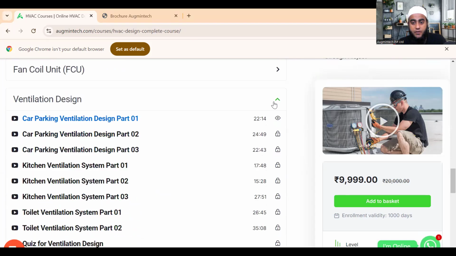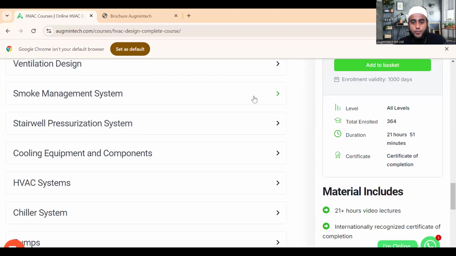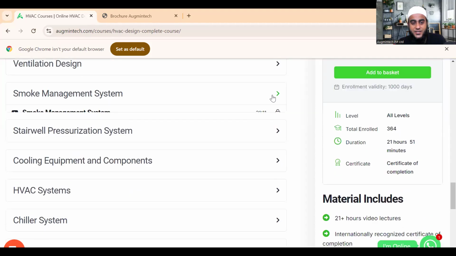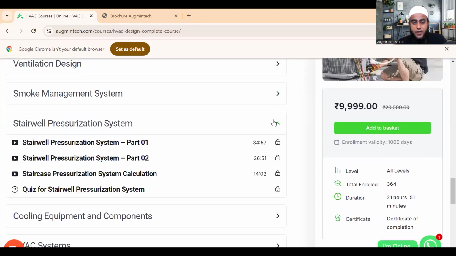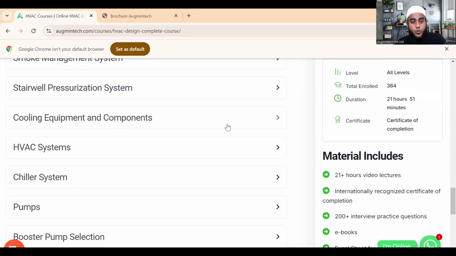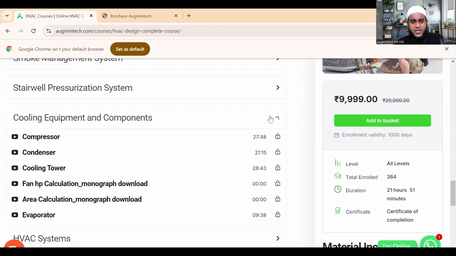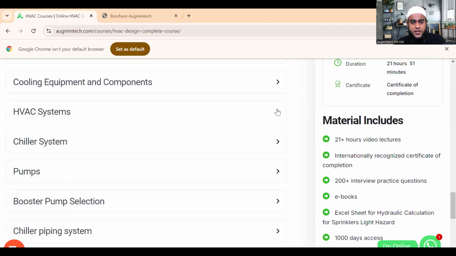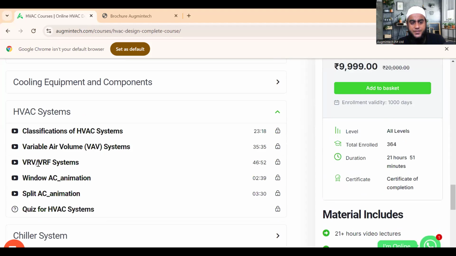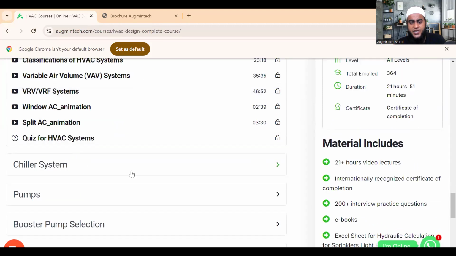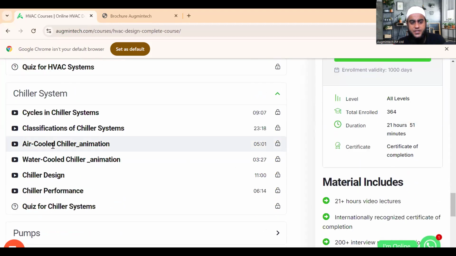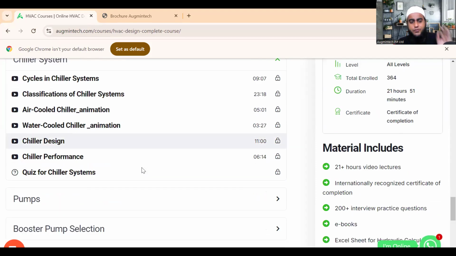Even here we have discussed the smoke management system, meaning smoke extraction system, in detail in an Excel sheet, stairwell pressurization system, cooling equipment and components like condenser and cooling tower selection. In the HVAC systems, VRF and VRV systems we have also covered here, complete designing. In the chiller system, you will see air cooled chiller, water cooled chiller, chiller design, chiller performance, everything. You will get quizzes for each and every section.